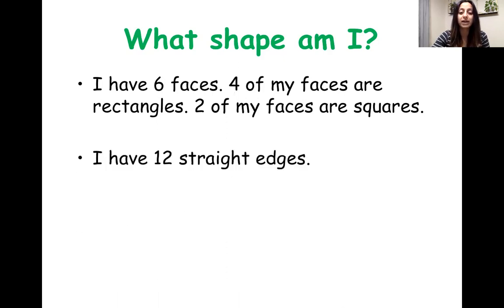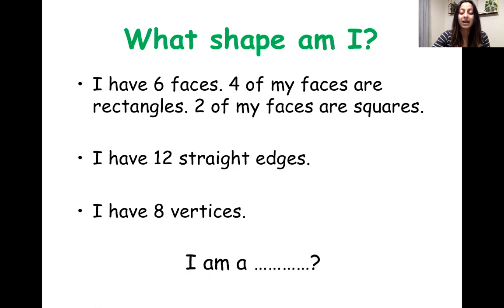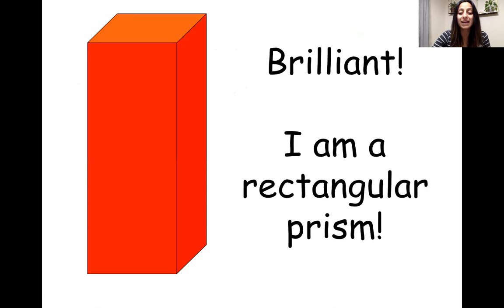I have 12 straight edges and 8 vertices. I am a... brilliant! It's a rectangular prism. This is the difference between a cube and a rectangular prism. A cube has all square faces, but a rectangular prism has rectangular faces and only 2 square faces. Don't mix them up.